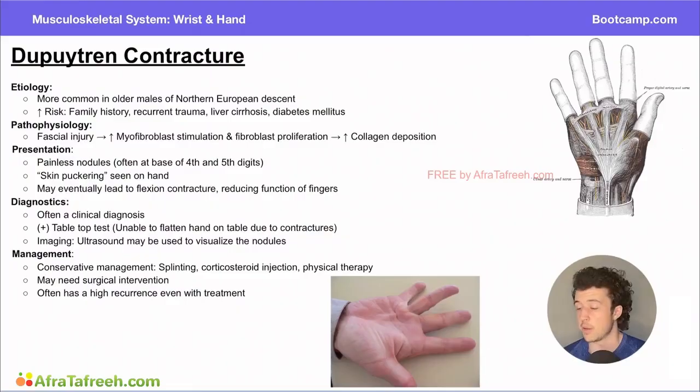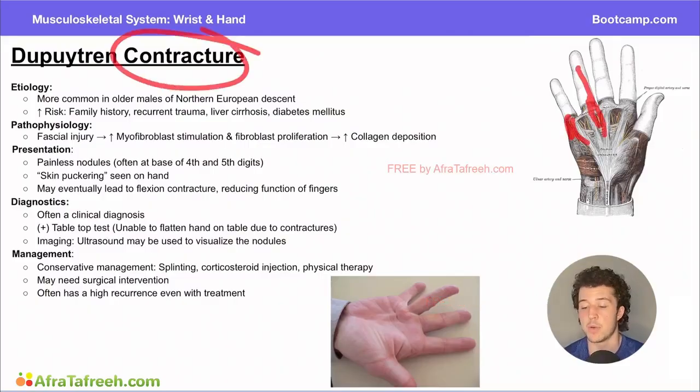So on the most basic level, it's going to be overgrowth of tissue involved with the palmar aponeurosis and the palmar fascia. And that overgrowth of stiff tissue is what's going to cause your fingers to contract in, giving it its name of a contracture.